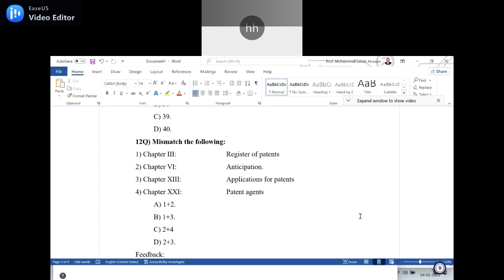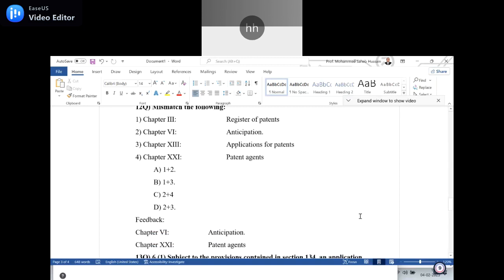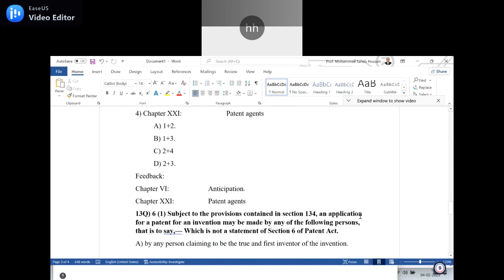Sir, option B, 1 plus 3. You are right. Option B is the right answer. Because I did not change the other things. Chapter 4, Anticipation, is as it is. And Chapter 21, Patent Agents, is as it is. So I changed only the 2. So the right answer for this 12th question is 1 plus 3, that is B. 13th question.